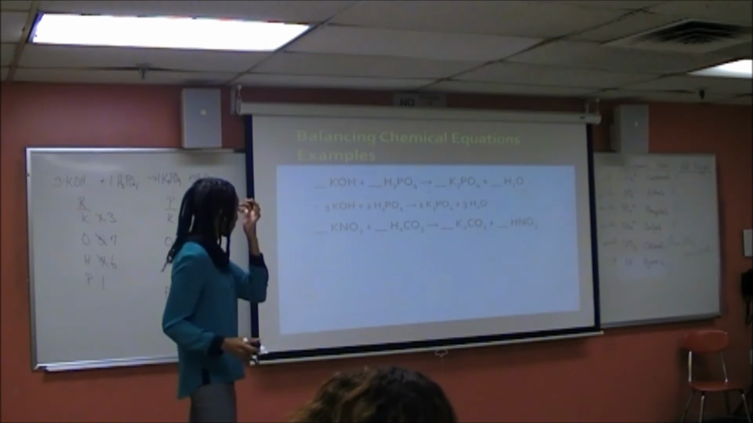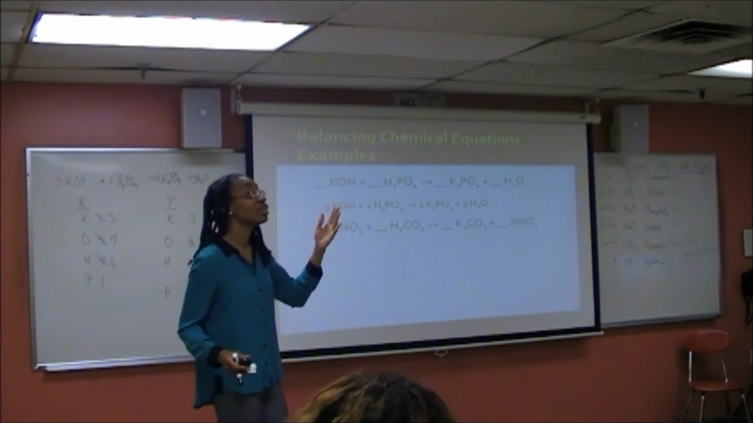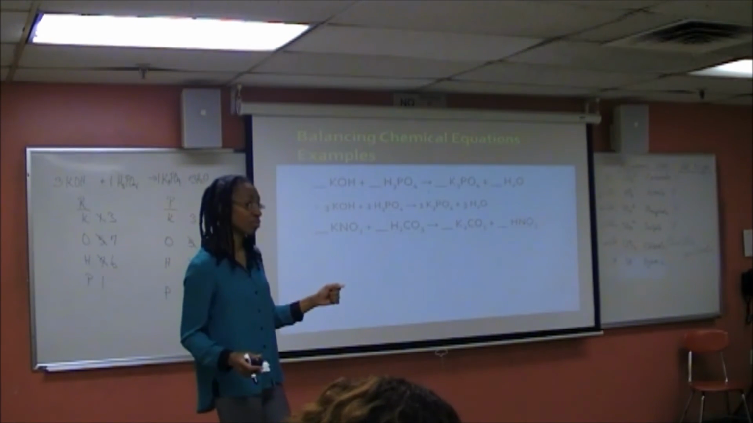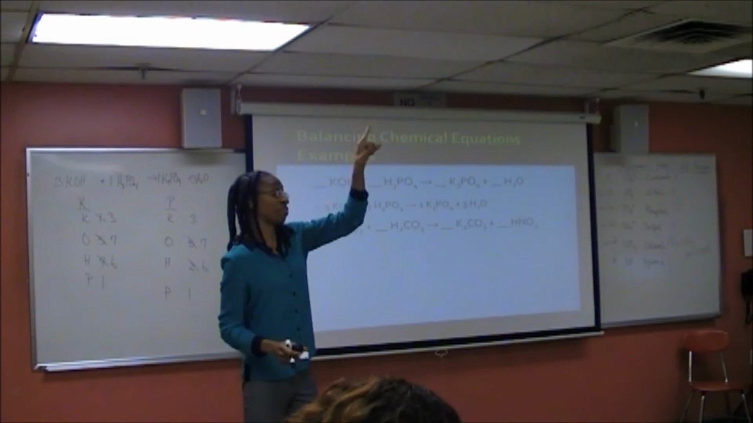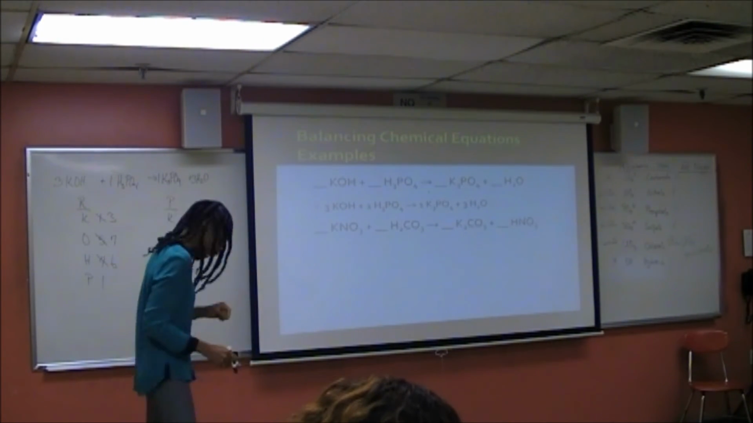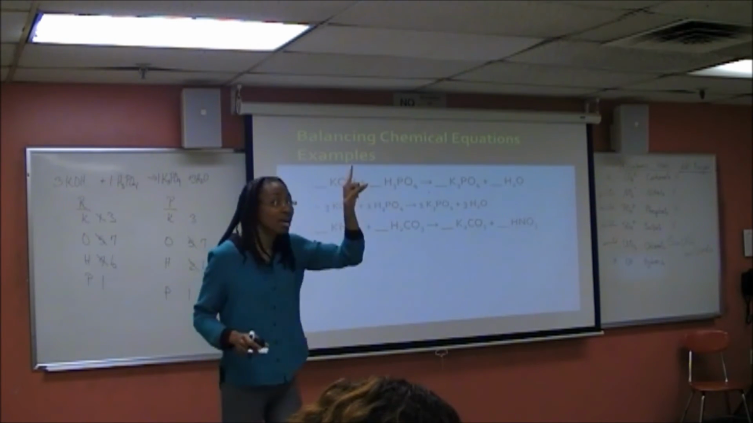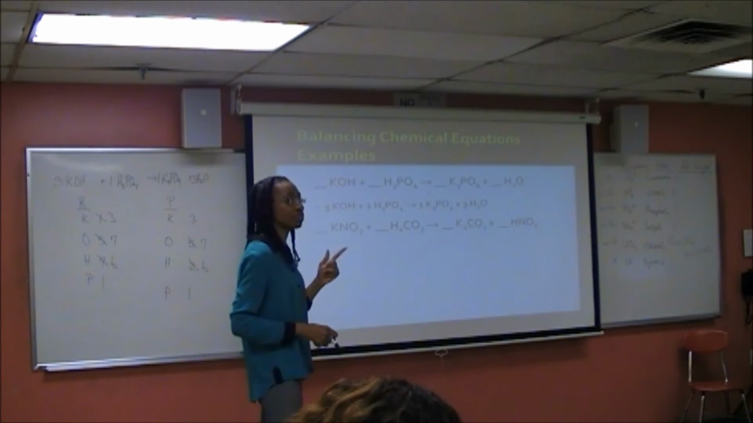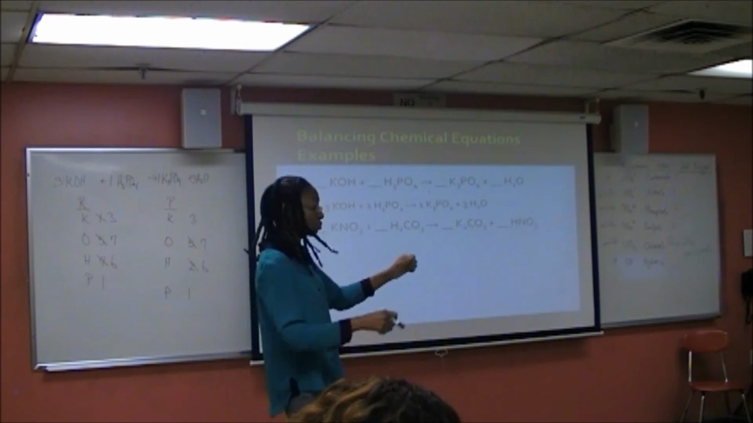X molecules of what? Potassium nitrate, very good, reacts with carbonic acid to produce X molecules of potassium carbonate.